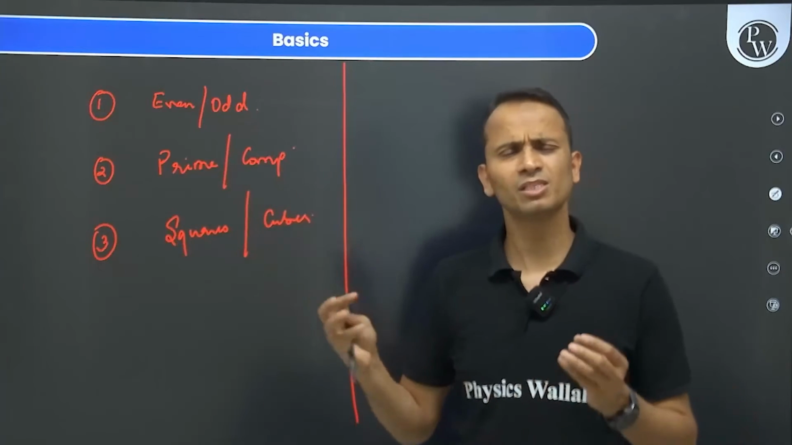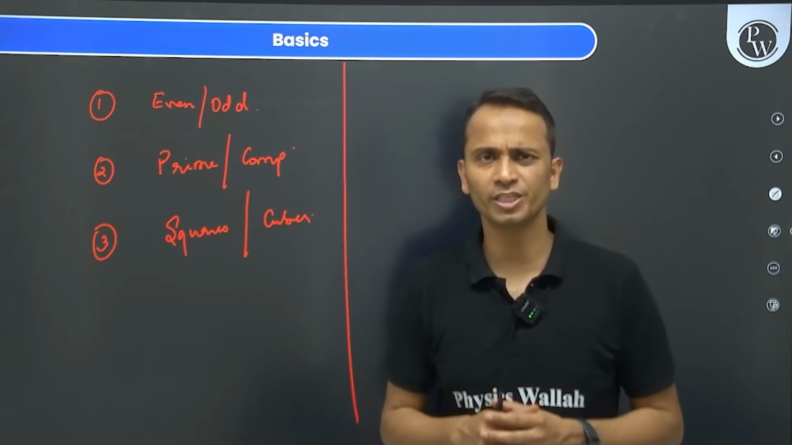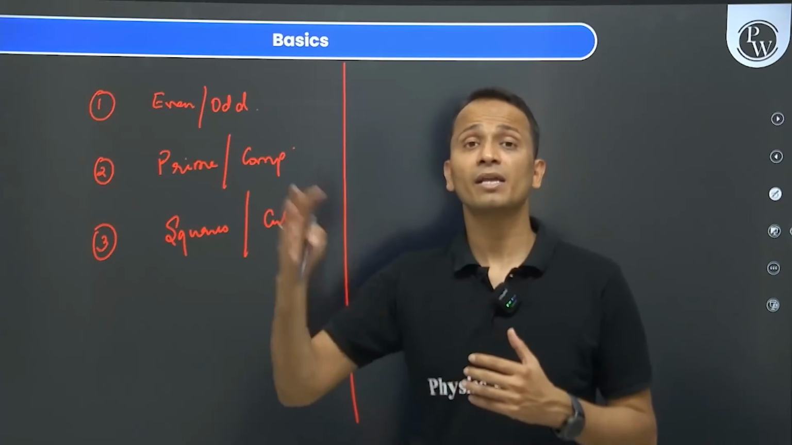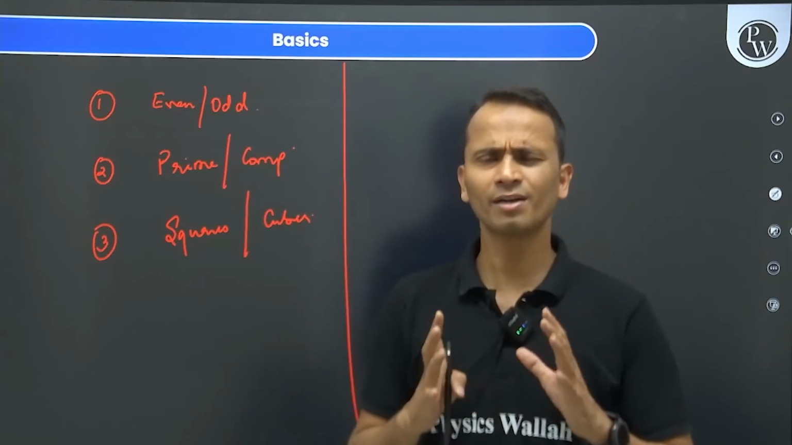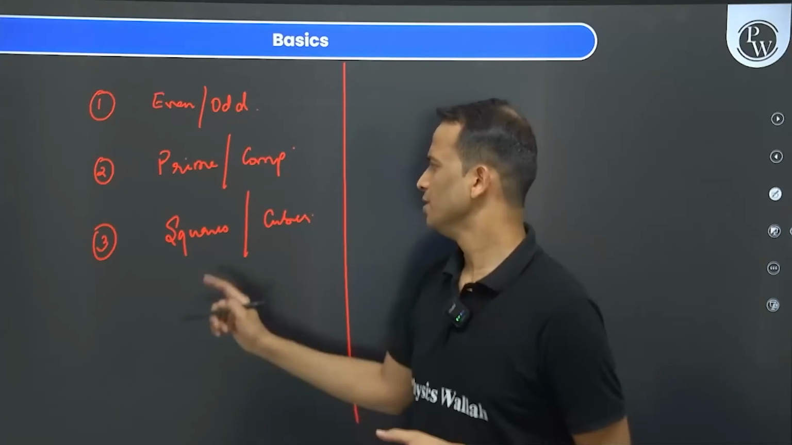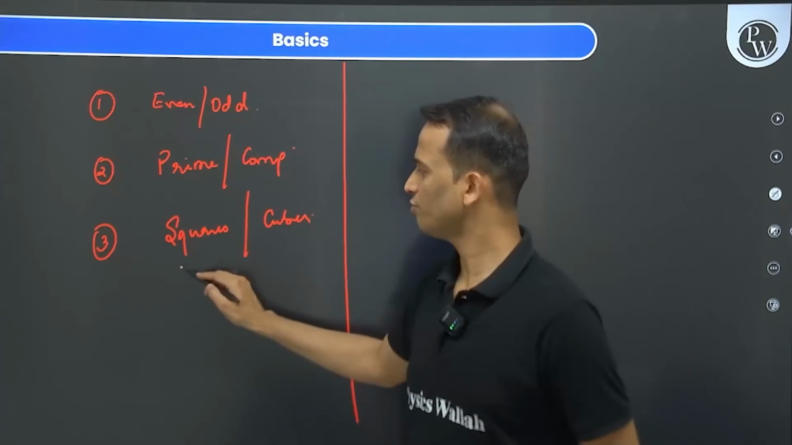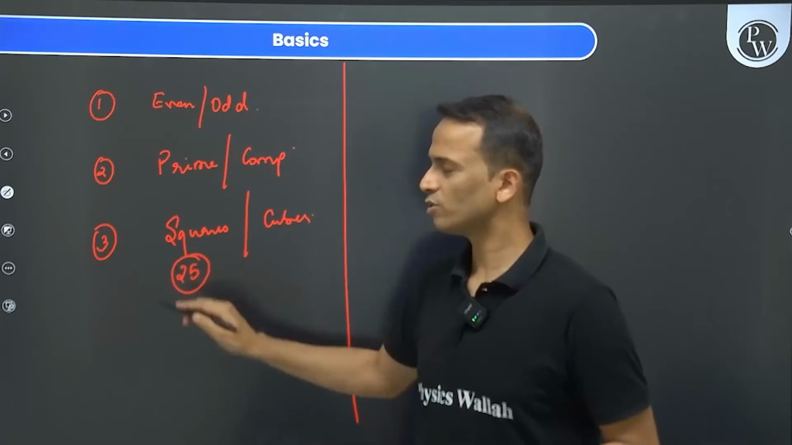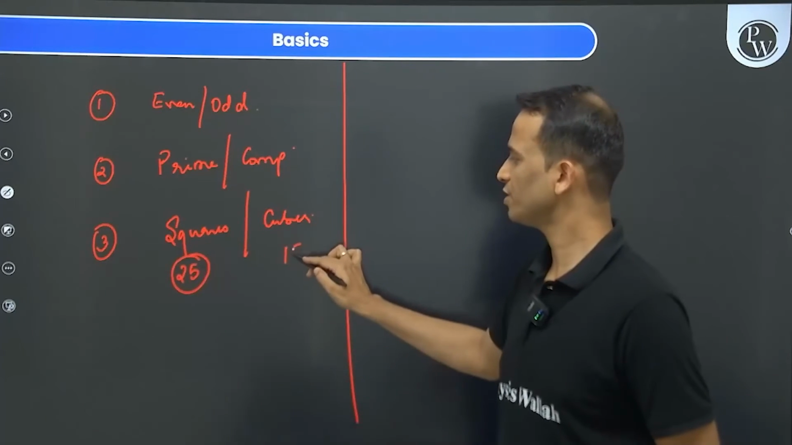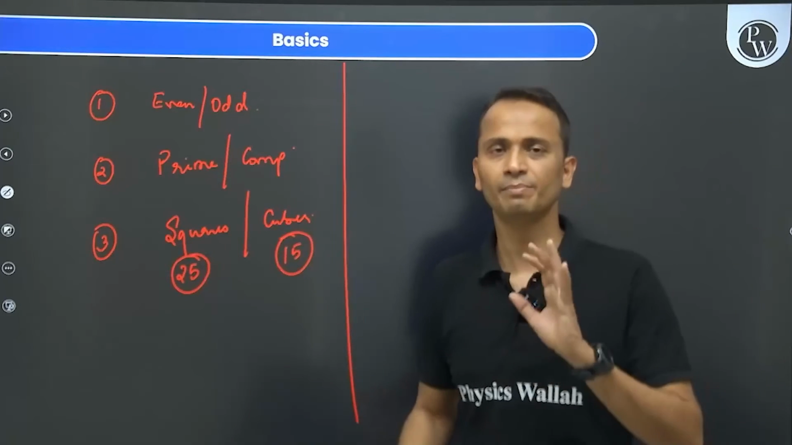तो प्राइम कॉम्पोजिट नंबर्स 100 तक के प्राइम नंबर्स पता होने चाहिए. ठीक है, मैं ये नहीं बोल रहा सारे इनफाइनाइट तक प्राइम नंबर्स पता हो, 100 तक पता हो अच्छा है. स्क्वायर्स एंड क्यूब्स, स्क्वायर्स ऑफ फर्स्ट 25 नेचुरल नंबर्स एंड क्यूब्स ऑफ फर्स्ट 15 नेचुरल नंबर्स, ये पता होने चाहिए.